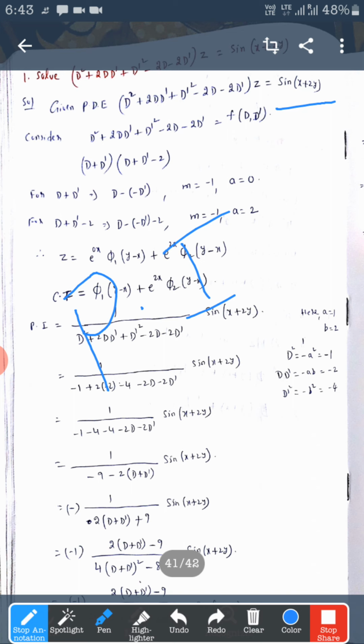The only different thing is while writing the complementary function, in the non-homogeneous case we get e power of ax as extra. The remaining thing is similar.